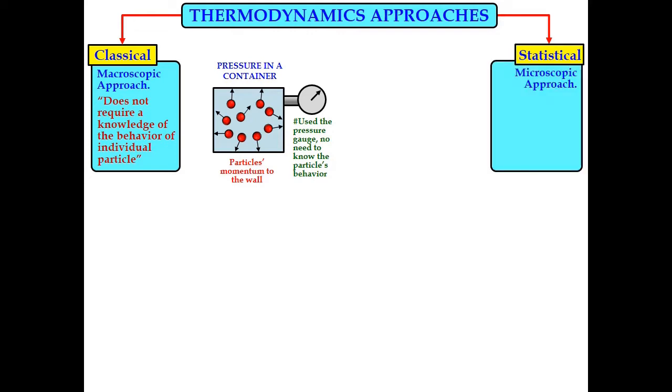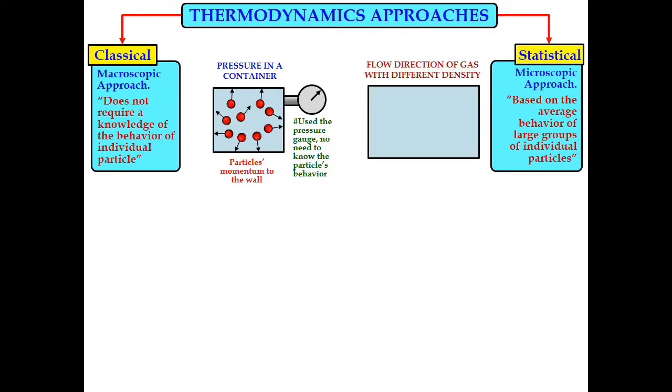However, the statistical approach is the microscopic approach, which means the approach is based on the average behavior of a large group of individual particles, so we need to know the behavior of the particles if we want to use this statistical or microscopic approach. For example, let's say we want to know the flow direction of gases with different densities. Let's say we have the first type of gas represented by the red circles. We want to know how the other gas flows within the tank. In order to know, we need to know the behavior of gases with different densities.